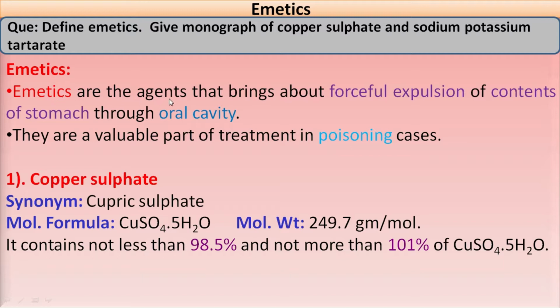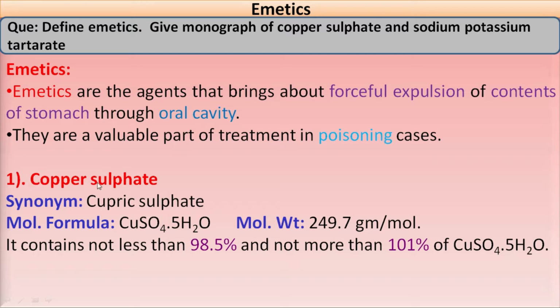Emetics are the agents that bring about forceful expulsion of contents of the stomach through the oral cavity. So these are the agents that will remove the contents of the stomach through the oral cavity forcefully. They are a valuable part in the treatment of poisoning.